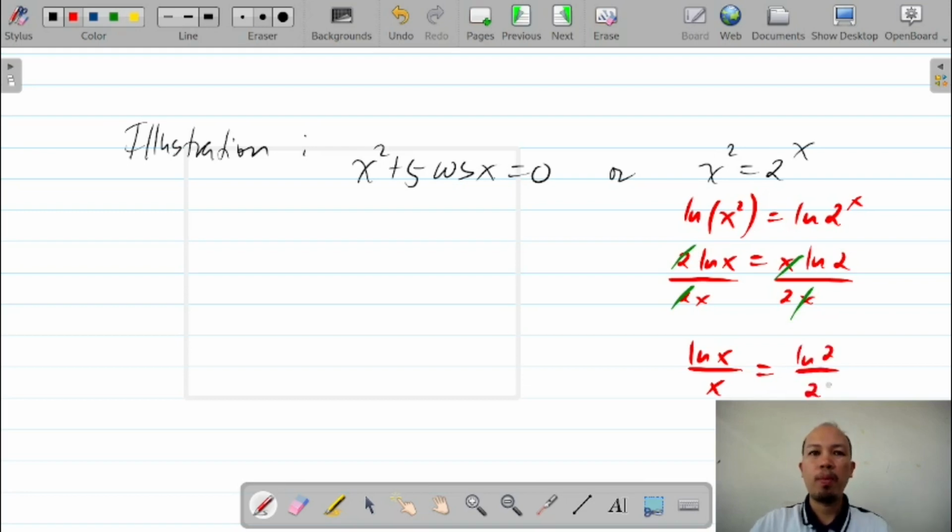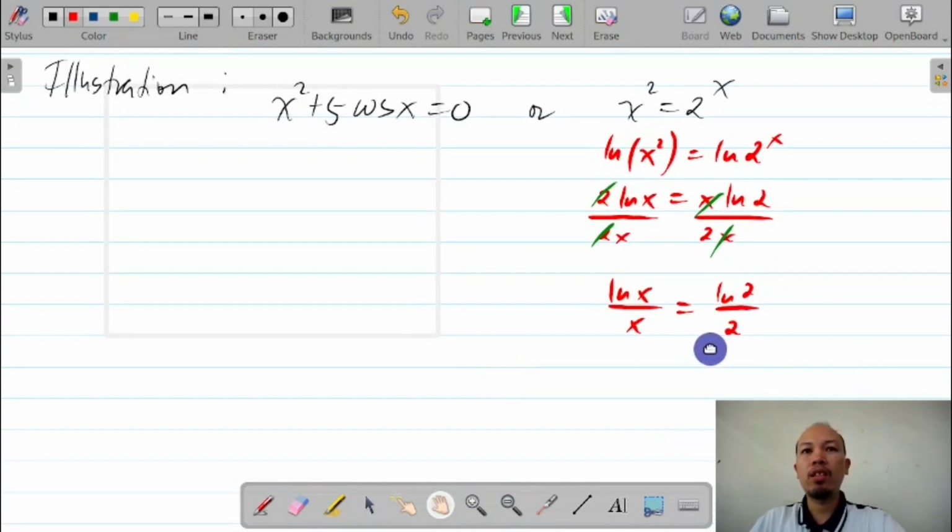Okay, so by guessing you can check that if x is 2, then this equation is satisfied. But there are other roots that you can plug in here that will make this equation true.